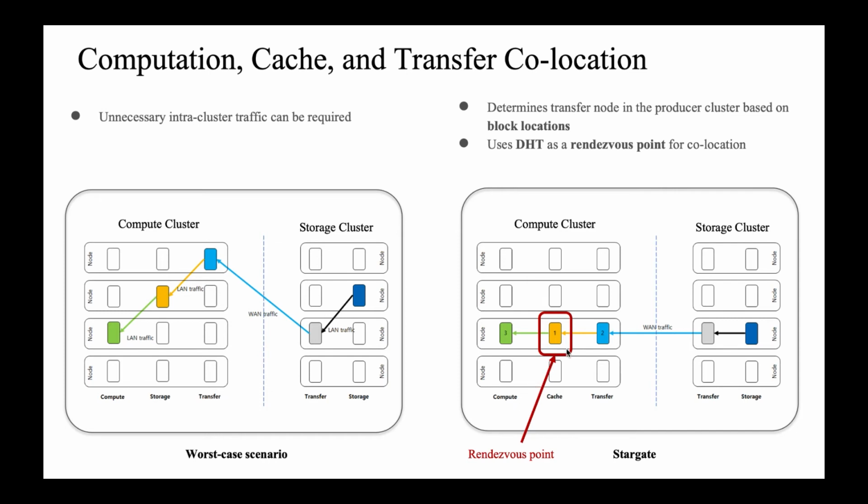Stargate uses the distributed hash table as a rendezvous point for co-location of computation and transfer. Stargate first determines which node in the cluster will cache a data block. Then the transfer and the computation of the block are co-located on the same node. This design guarantees that computation can be co-located with its input data, even when the data are not present in the computation cluster yet.